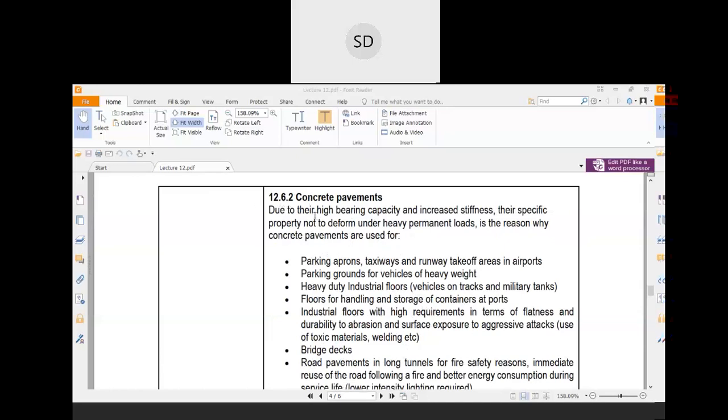Then coming to the concrete pavements. Due to their high bearing capacity and increased stiffness, where stiffness is generally defined as K, and you will find this stiffness modulus or stiffness value from plate load tests. Stiffness is similar to what the Poisson ratio indicates: how stiff it is, and how much volumetric change will happen whenever you apply some external stresses over it.